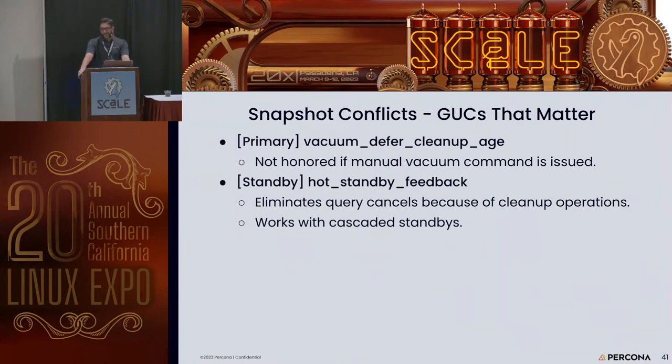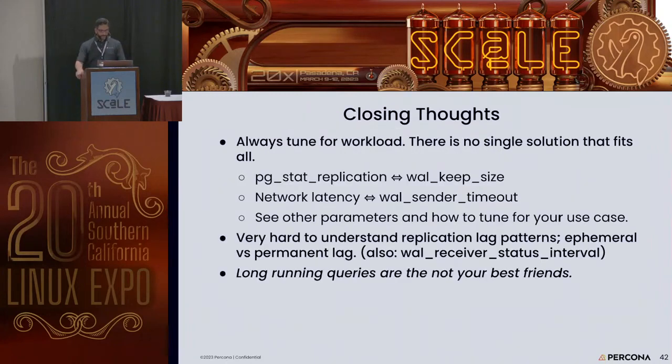What you would be interested in this particular case is vacuum_defer_cleanup_age. That's not honored if you're running manual vacuum. Hot standby feedback reduces the risk of query cancellation because of cleanup operations. Hot standby feedback works on cascaded standbys as well. The feedback is provided through the cascaded infrastructure, where it would be passed on to the standby, which would then pass it on further.